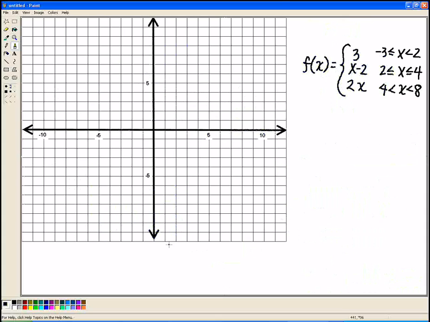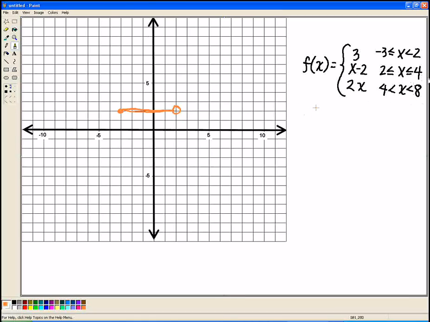So here I have the graph. The way you're going to do this is you want to graph the first side. From x equals -3 to 2, this function's equal to 3. There's a solid line there, and all the way to x equals 2, this function's equal to 3. So it's going to be this line here.